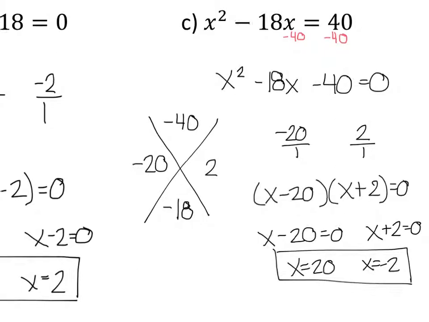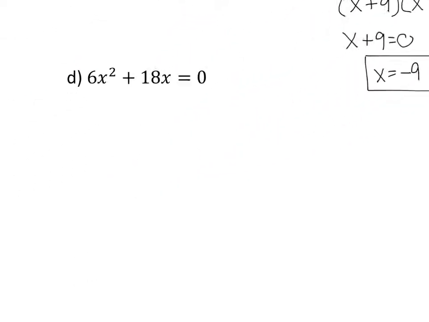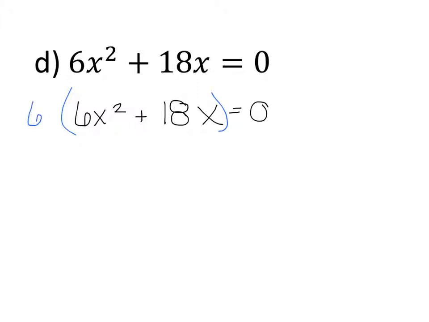That's good. Okay. One more. Let's see if we can figure this one out. So is there anything common to bring out to the front? Between 6x squared and 18x. Well, I mean, yes, but, okay. Let me rewrite this over here. But what's common? The 6x, a 6 and an x. Okay, so divide each by 6x.